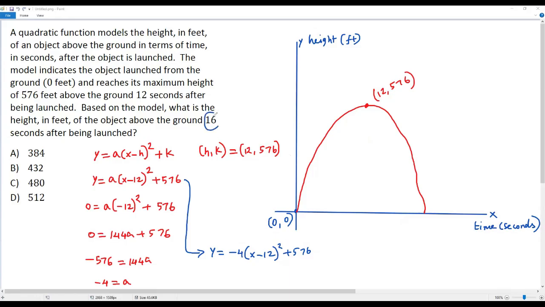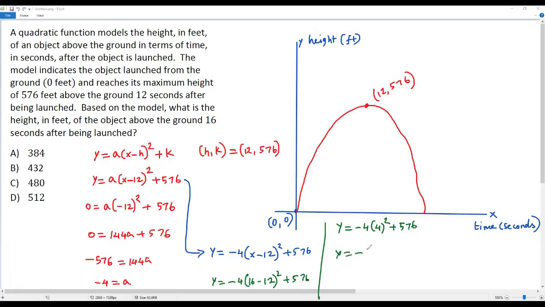That is, we have to plug in this 16 for x over here and find the value of y in this quadratic function. Okay, now let me plug in 16 for x. Then we get y equals negative 4 times (16 minus 12) the whole square, plus 576. Let me continue over here. y equals negative 4 times (16 minus 12), which is 4. That is 4 square, plus 576.